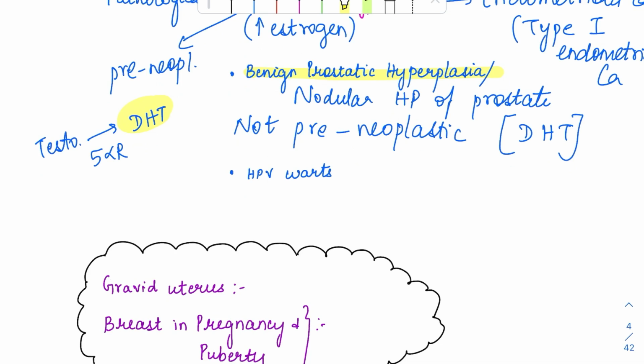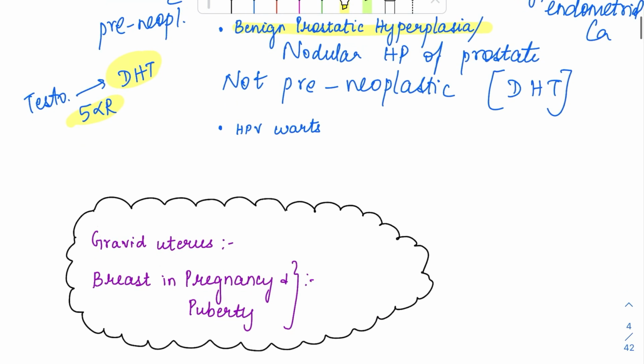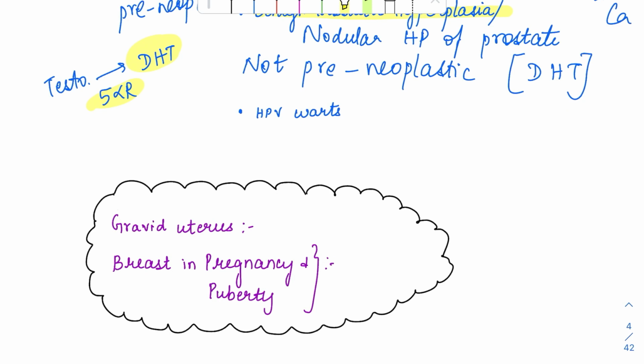So if you want to relieve this patient of this hyperplasia, which is going to result in urinary complaints in the patients, you will have to block this conversion into dihydrotestosterone. So if you block this 5-alpha reductase enzyme, the patient's symptoms will be relieved. So we can use drugs like finasteride, which can inhibit this 5-alpha reductase.